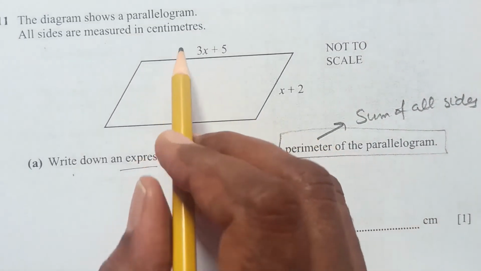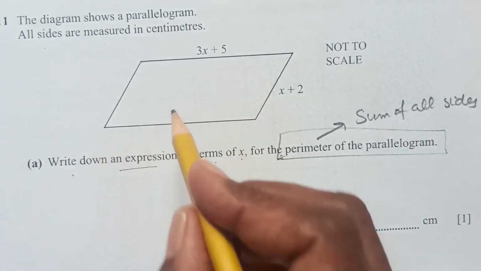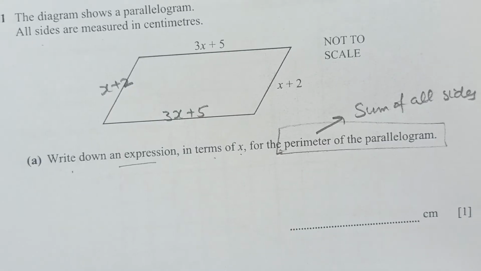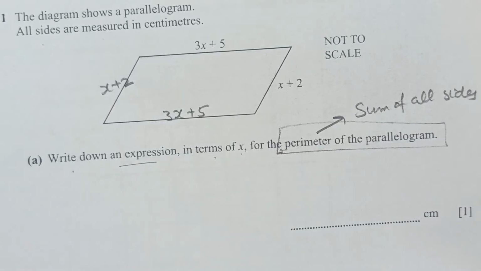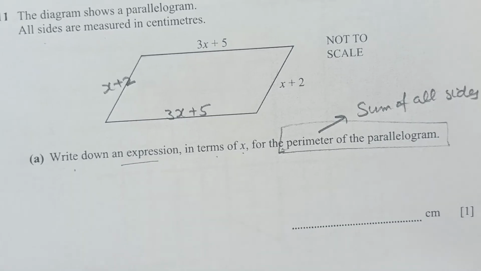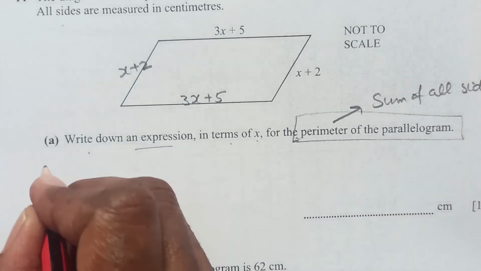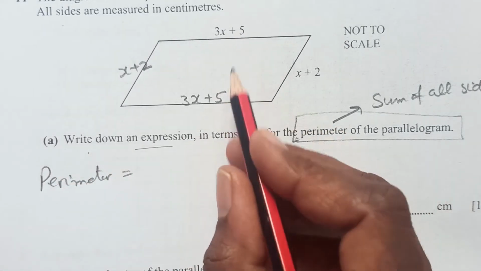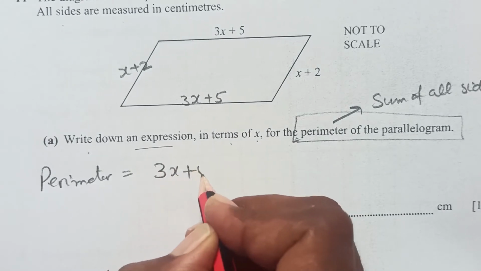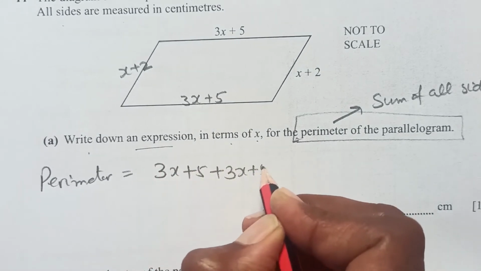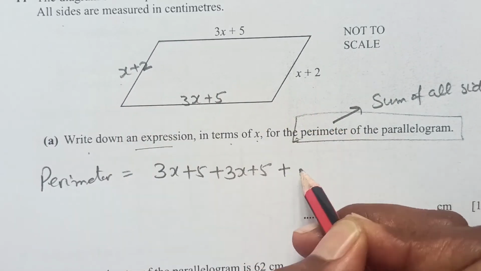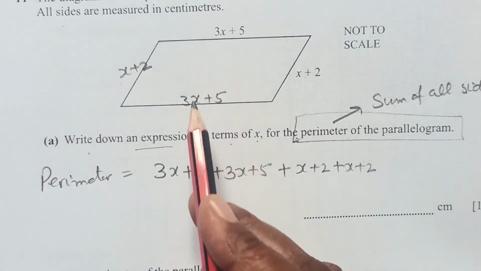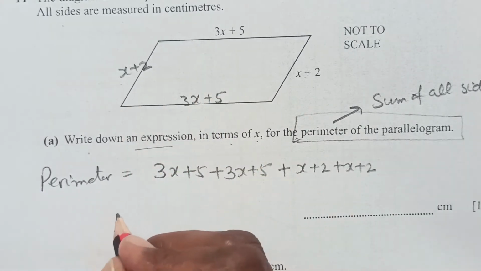So for a parallelogram, we know that opposite sides are always equal. So this is also 3x plus 5. Now for the perimeter, we just need to add all of them. So the perimeter will be twice, so 3x plus 5 plus 3x plus 5. Then you add these other two sides, x plus 2, x plus 2, or you can just multiply by 2 on both sides.